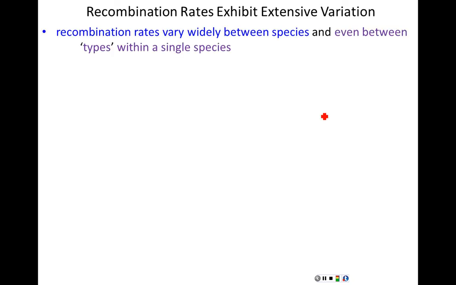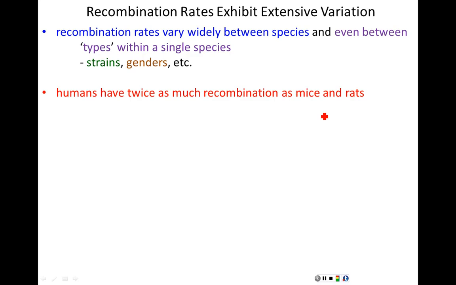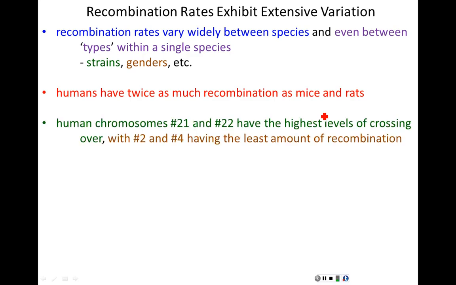Recombination rates vary widely between species. They even vary between different types within a single species. The different strains that scientists use exhibit different recombination rates. Different genders within a specific and single species often show different recombination events. Humans have twice as much recombination as mice and rats. We're not really sure why that is, but it is.